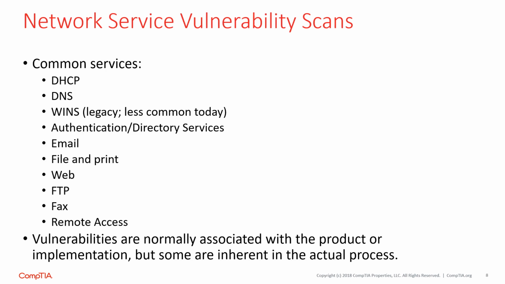Network services are common services you can expect to find on just about any network. These services typically include DHCP. Some of these we have explored in Cisco and in network management, like DHCP and DNS. Authentication and directory services, you explored that in Active Directory in Netman. Then we also have WINS, which is a legacy network service. Also email, file and print, web, FTP, fax, and remote access like Telnet and SSH. Vulnerabilities are normally associated with the product or implementation, but some are inherent in the actual process.